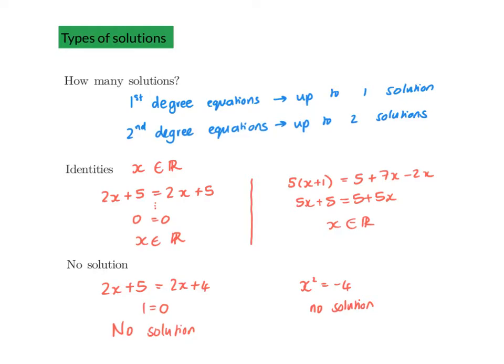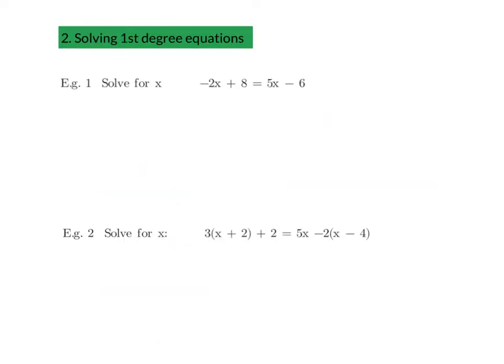So remember, it is possible to have no solution or to have an identity where any solution works. But generally, first degree equations are going to have one solution, and second degree equations or quadratic equations will have two solutions. So we'll look at a few examples of first degree equations.